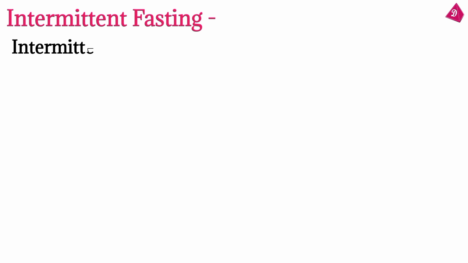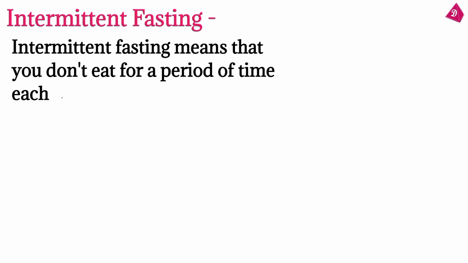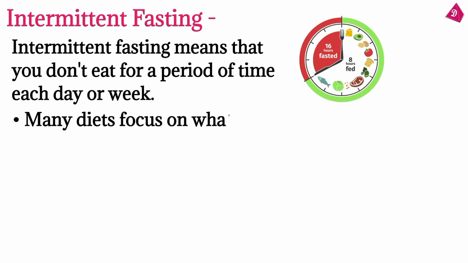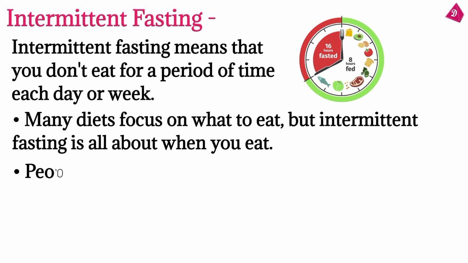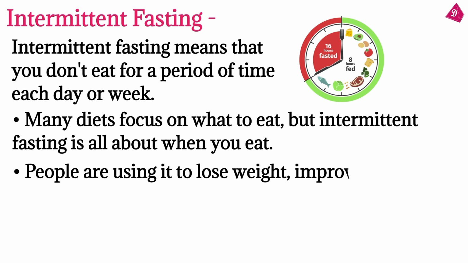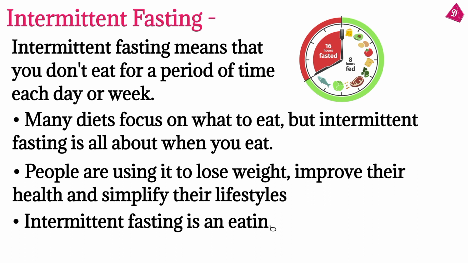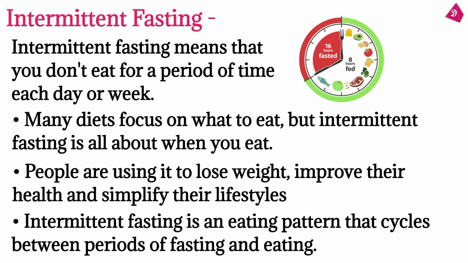Intermittent fasting. Intermittent fasting means that you don't eat for a period of time each day or week. Children, in intermittent fasting, people choose an eating window between hours of the day. They eat for some hours and fast in the remaining hours. Many diets focus on what to eat, but intermittent fasting is all about when you eat. People are using it to lose weight, improve their health, and simplify their lifestyles. Intermittent fasting is an eating pattern that cycles between periods of fasting and eating.